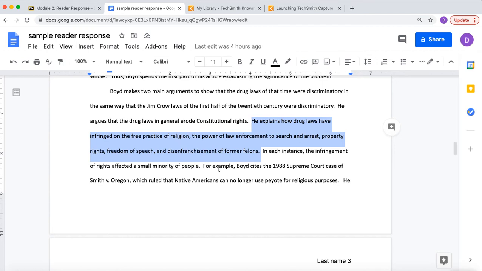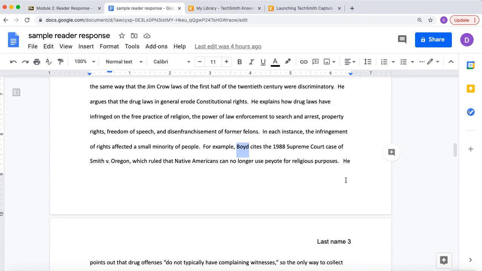The second thing that you have to do when you're integrating your source into the paragraph is you have to give the reader a signal that the reader's not listening to you anymore. Now the reader is listening to your author. In this case, my author's name is Boyd. For example, Boyd, there, that's my signal word, cites the 1988 Supreme Court case of Smith versus Oregon, which ruled that Native Americans can no longer use peyote for religious purposes.